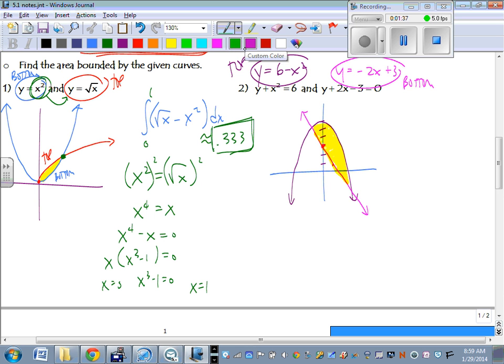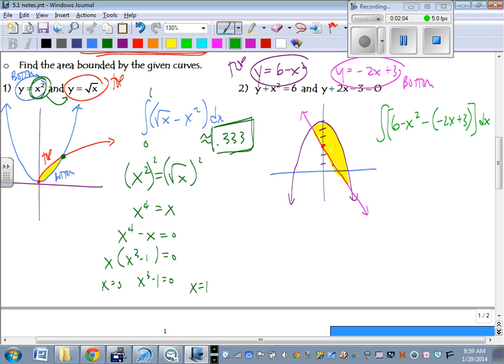So we set up a definite integral. We're going to do top minus bottom, so 6 minus x squared minus this whole thing. So we need to put this in parentheses. The negative 2x plus 3, that has to go in parentheses. So in a little bit I would go ahead and change this, like distribute this minus, but we won't do that just yet. Let's go ahead and figure out what a and b are.